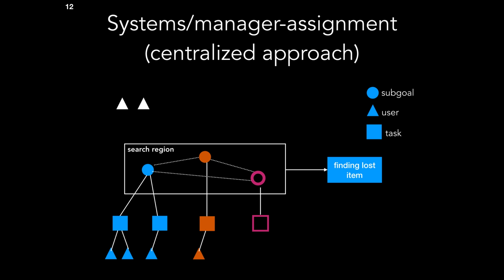For example, here the blue and orange mean there are sub-regions that need to be searched, and enough searches have already happened, but in the pink region, not enough searches have happened. If we were to use the system or manager assignment, this centralized approach, we can assign these tasks to the users so that we ensure the search efforts across the regions, to ensure the search coverage and depth.